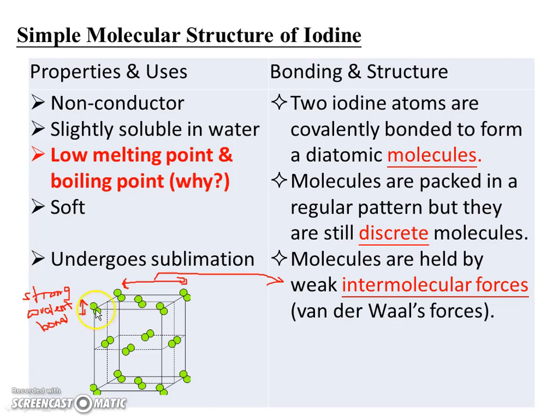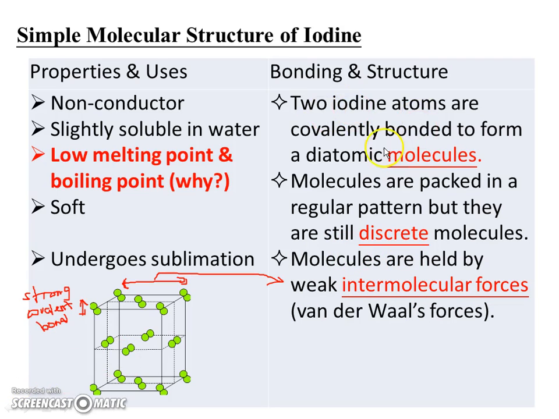So each iodine molecule is formed by two iodine atoms. In between the iodine atoms, there is a strong covalent bond, which is very difficult to break. But between the iodine molecules, it is held only by weak intermolecular forces. That is very important to explain most of the properties of iodine.